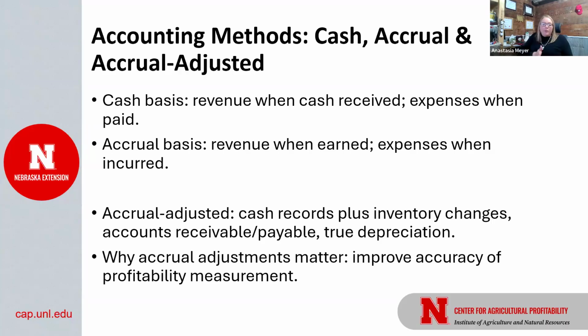It's when revenue and expenses are incurred, not when you actually pay or receive that money. So, accrual adjusted is your cash records plus your inventory changes, right? It's that middle ground. We're also going to add in the accounts receivable and payable, and then we're going to have a true depreciation. We're not going to do the tax depreciation, but we are going to have that true depreciation of equipment.